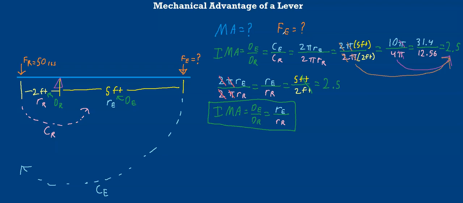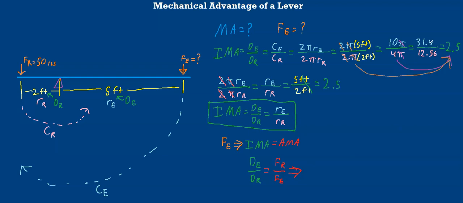And so now what about our effort force? Well, to solve for our effort force, we need to assume an ideal effort force equation. So we need to assume our IMA is equal to our AMA, which means we can assume our dE over dr is equal to our FR over our FE.